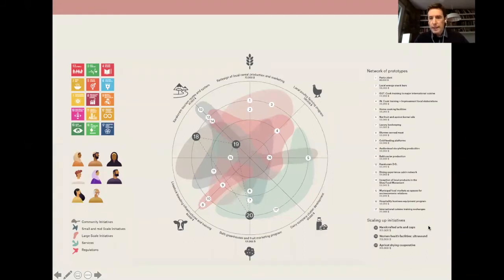okay, here maybe it's here. You can help us to explain, since we have worked on the prototypes. Here you can see how they behave in terms of how they affect community initiatives, small and mid-scale initiatives, large-scale initiatives, services, and regulation, as you can see in the left side in the bottom. So if you want to explain how this information is organized, that would be very helpful.